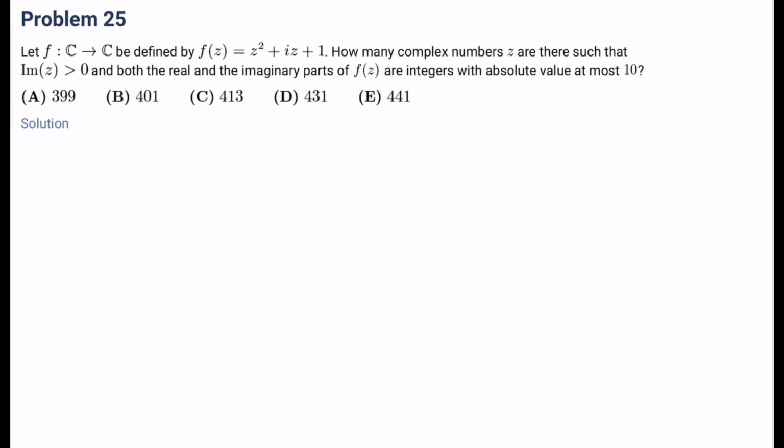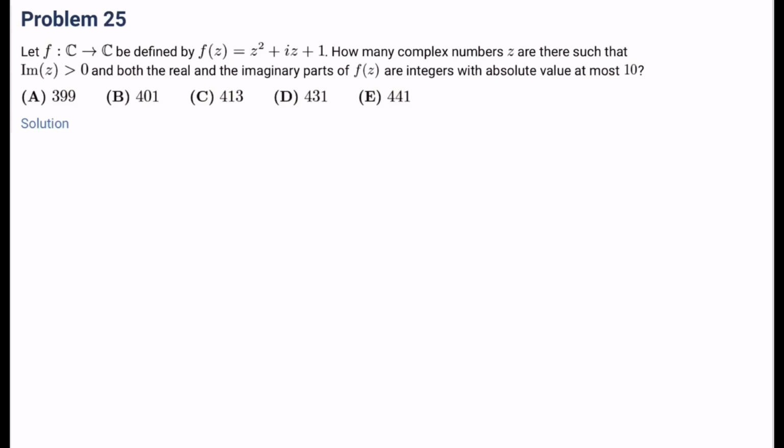Let f: C to C be defined by f(z) = z squared plus iz plus 1. How many complex numbers z are there such that the imaginary part of z is greater than 0, and both the real and the imaginary parts of f(z) are integers with absolute value at most 10?